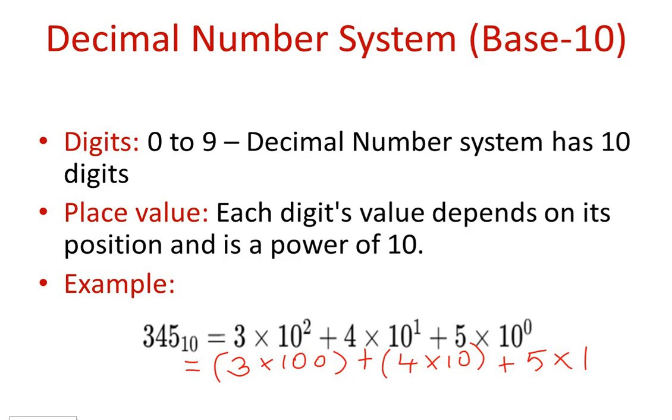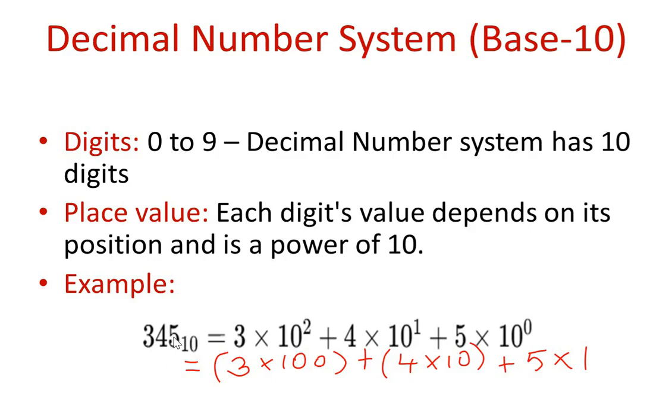At first, we will see the decimal number system. Decimal number system has 10 digits from 0 to 9. Since it has 10 digits, its base is 10. Next, coming to the place value, each digit's value depends on its position and it is a power of 10. Let's consider this example, 345 to the base 10. This is a decimal number.